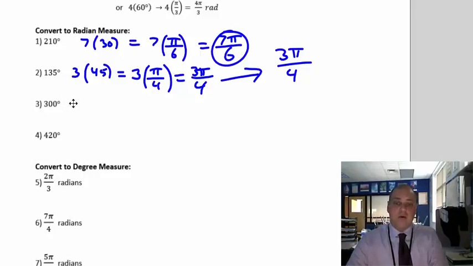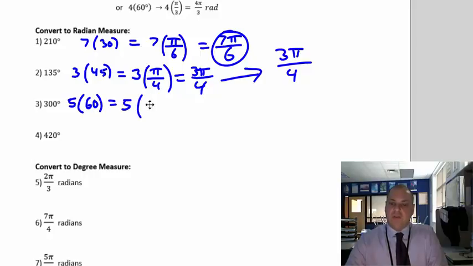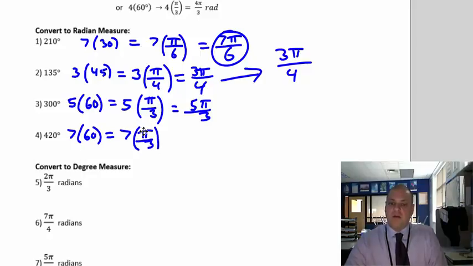300 can be broken down with 60 or 30, but 60 is bigger. You want to do the bigger one. So it's going to be 5 60s. 5 60s is 5 pi over 3s, because 60 is pi over 3. Just look above, right? So it's 5 pi over 3. And then 420 is how many 60s? You could do 60 again. You could do 7 60s. 7 times 60 is 420. So you could do 7 pi over 3. So 7 pi over 3 would be the same as 420.